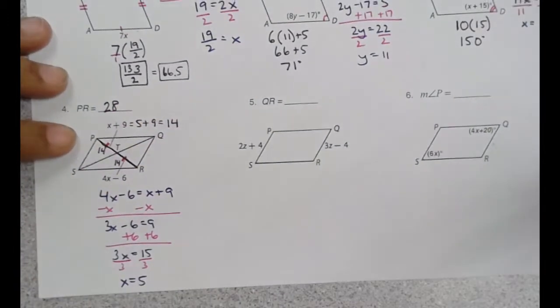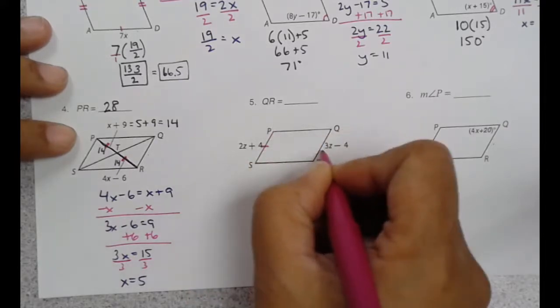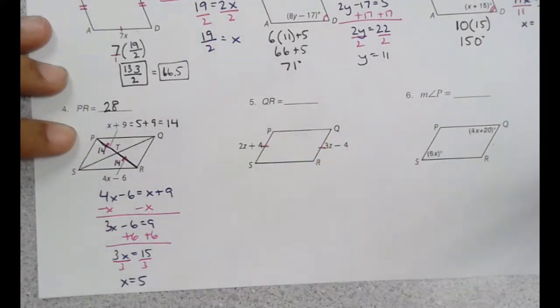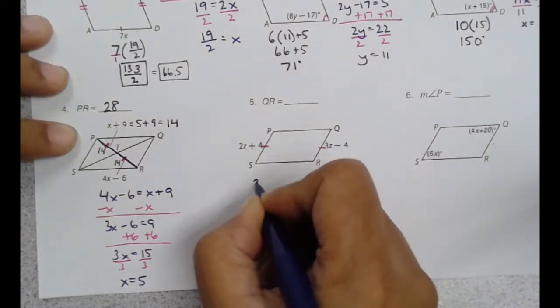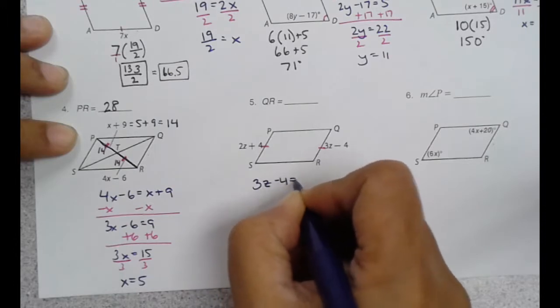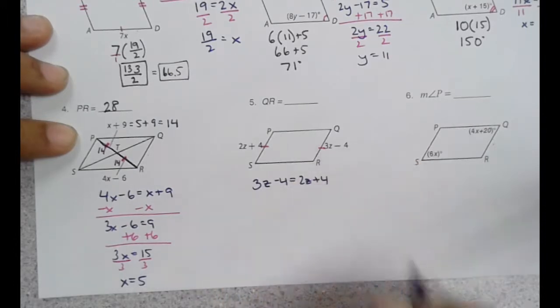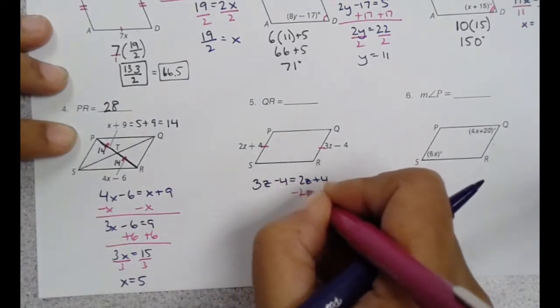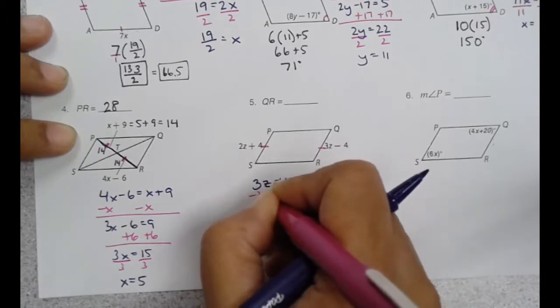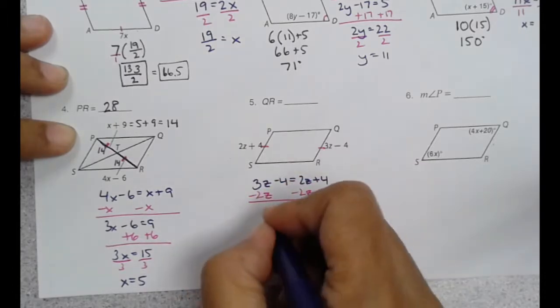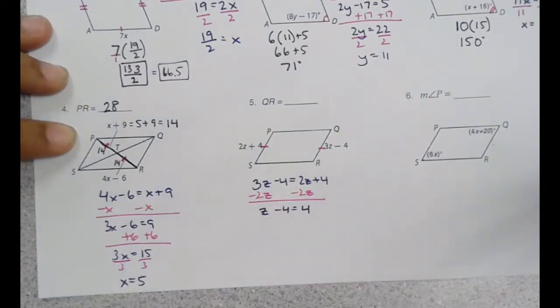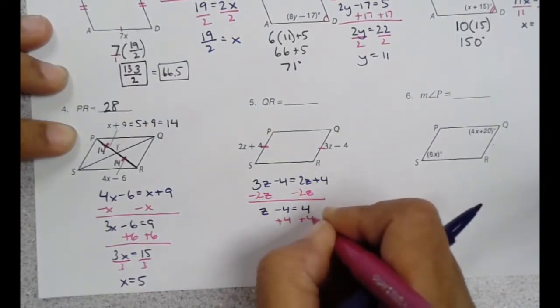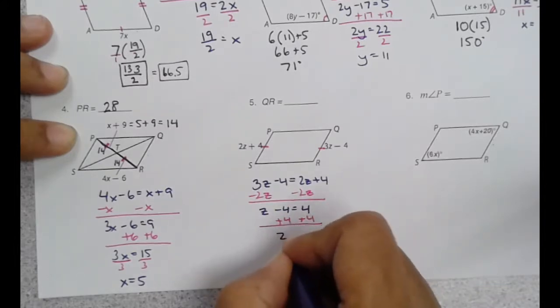All right, next one is opposite sides again. This side and this side. Opposite sides are congruent, so we're going to make them equal each other. I'm going to pick the larger z on the left side. 3z minus 4 equals 2z plus 4. I'm going to move my z's to one side of the equal sign, so I'm subtracting my 2z, which gets me z minus 4 equals 4. And the last step is to add 4 here. So we get z equals 8.